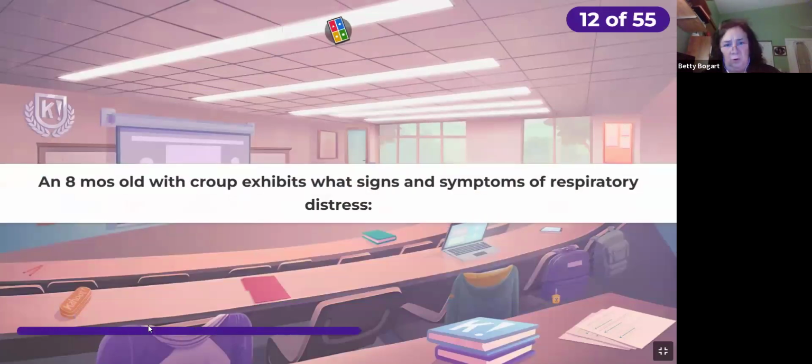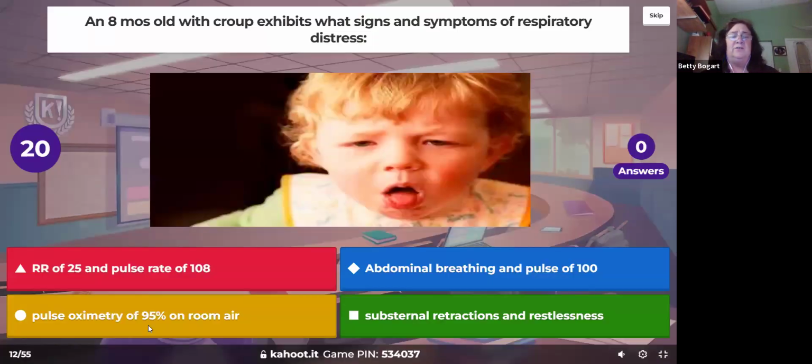An 8-month-old with croup exhibits what signs and symptoms of respiratory distress? So, a child with croup, what would you see? So croup, remember, oral pharyngeal upper airway swelling. What would you see?